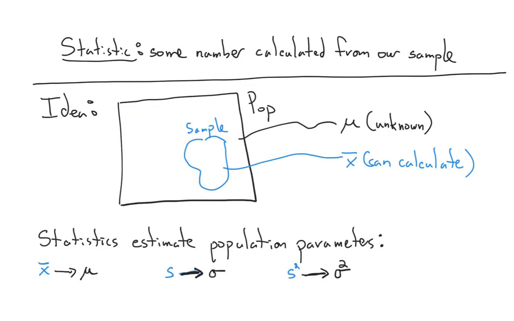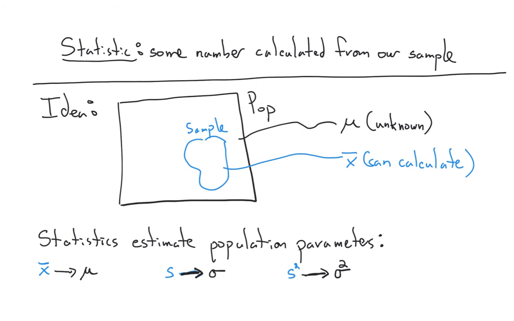The other piece of notation we need is called a statistic. And a statistic is any number that you calculate from the sample. And the statistics that we're interested in are statistical concepts that we care about, like the sample mean and the sample standard deviation and the sample variance.